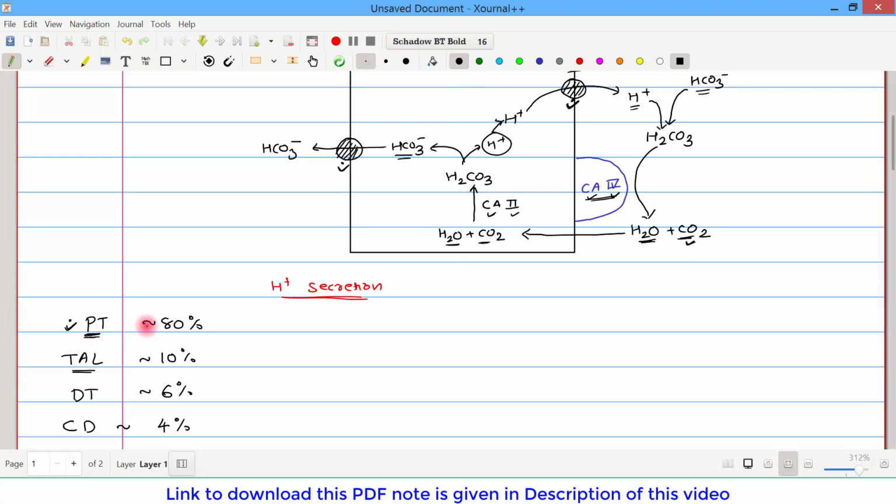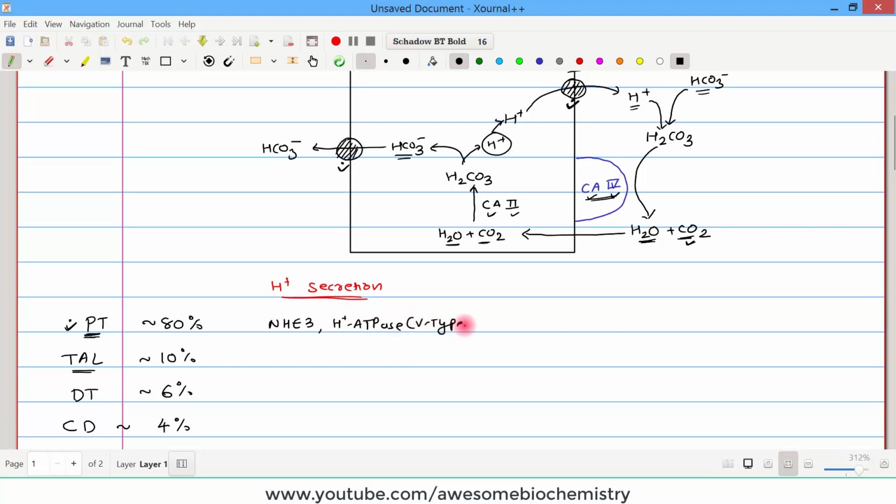In the proximal tubule, for H plus secretion, there are two different types of transporter. One is NHE3, that is sodium hydrogen exchanger 3, and the other is H plus ATPase. This H plus ATPase is the V type. In the thick ascending limb of loop of Henle, both transporters are the same as we saw in the proximal tubule, that is NHE3 and H plus ATPase. Both of these same transporters are available in the thick ascending limb of loop of Henle.